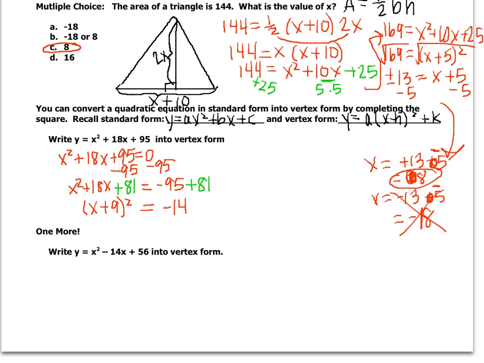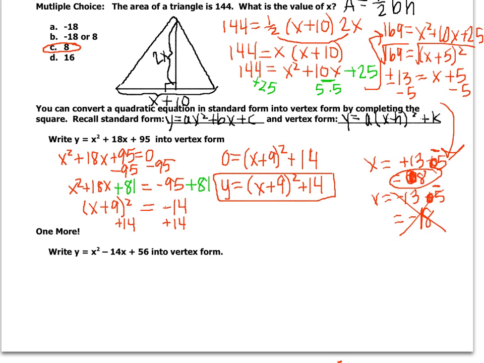And I can now move my negative 14 back to the other side, because notice in vertex form we have a plus k at the end. So move that 14 to the other side, and I end up with 0 equals the quantity x plus 9 squared plus 14. And since I'm not trying to solve this anymore, I just want the vertex form, I'm going to say y equals the quantity x plus 9 squared plus 14. And there is my quadratic equation in vertex form.